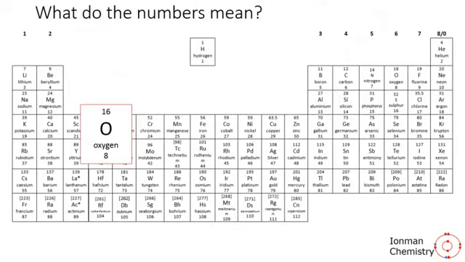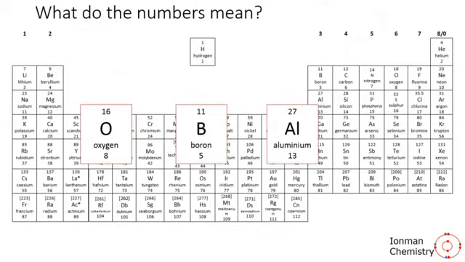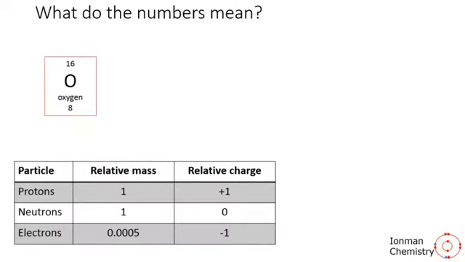So let's have a look at 3 examples from the periodic table and see if we can use them to help us understand what the numbers mean: oxygen, boron and aluminium. Let's start with oxygen. Oxygen looks like this. It's got 8 at the bottom, 16 at the top. What do those numbers mean?